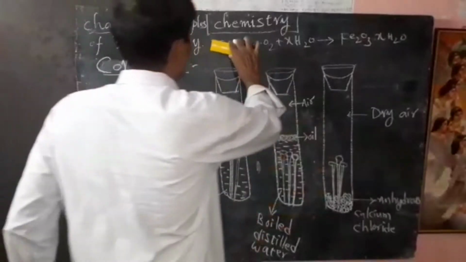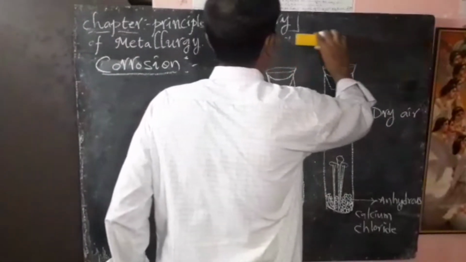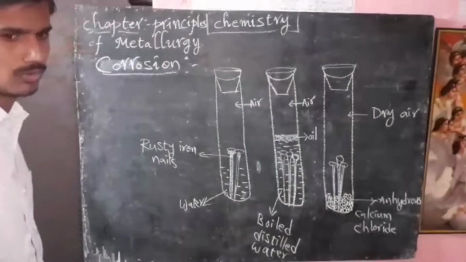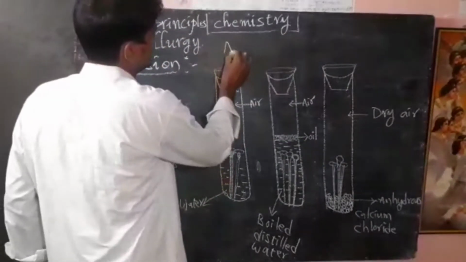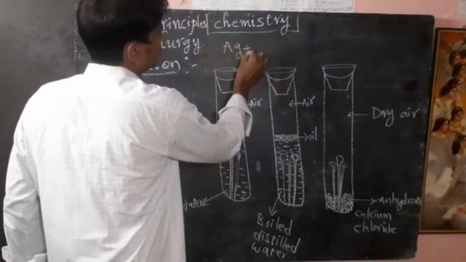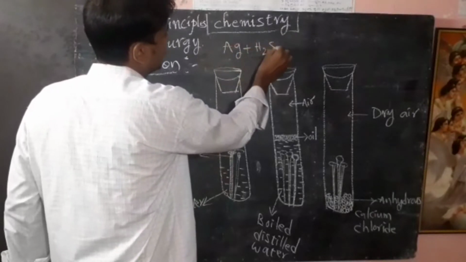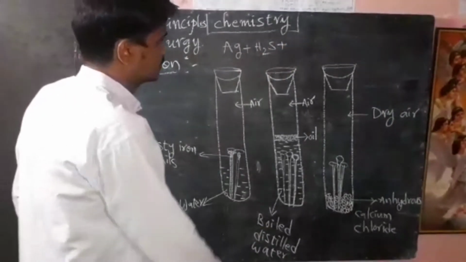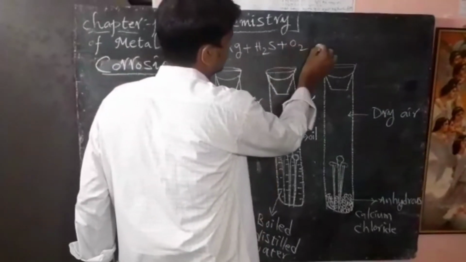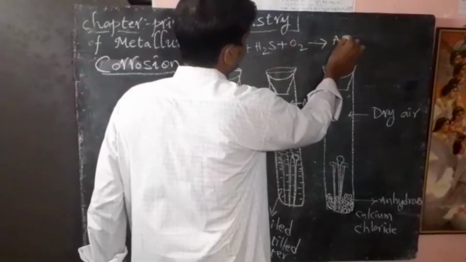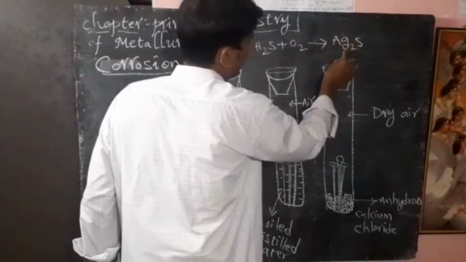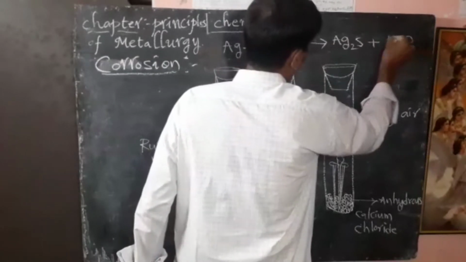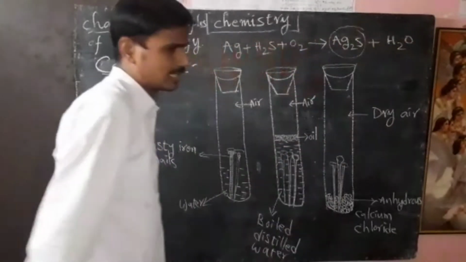In the same way, silver also. Silver, we know in Telugu, is vendi. Silver reacts with hydrogen sulfide gas, which is evolved from drainages, and in the presence of oxygen forms Ag2S. This is a black color material, with water as a byproduct. Here Ag2S is a black colored material.